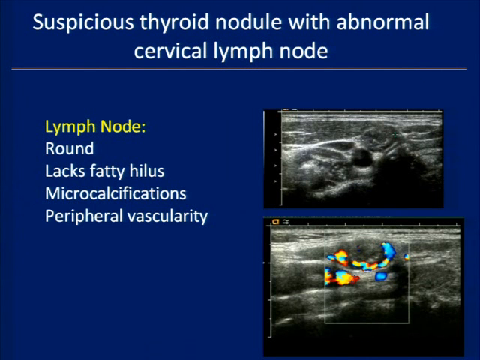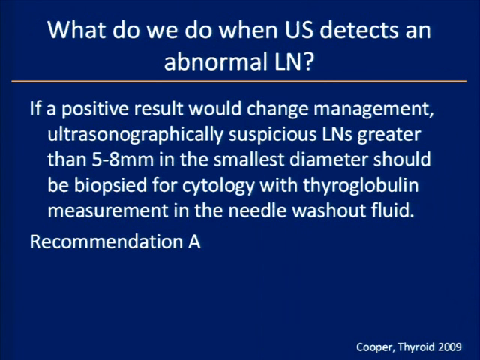Here's another example, again an abnormal nodule with microcalcifications and infiltrative borders, and as you look more carefully, you can see this abnormal lymph node here. It's very round. It lacks your fatty hilus. It does contain some pinpoint microcalcifications, and when we look at the vascular pattern on this lymph node, it has a peripheral vascular pattern. This is a very suspicious appearing lymph node and would warrant evaluation.